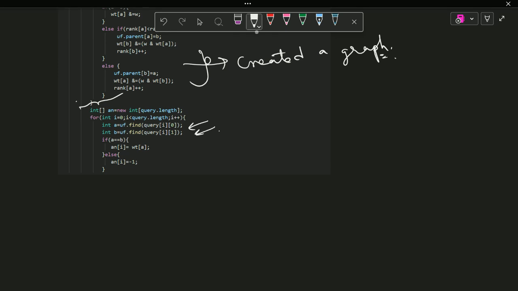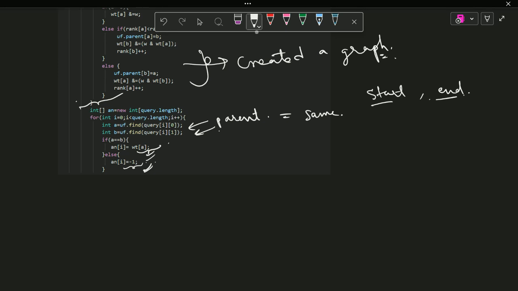We iterate through the queries and find the parent. If both parents are same, that is the starting and ending in the query, we keep the answer as the weight. If both parents are not same, we keep the answer as -1. I hope this point is clear to all.